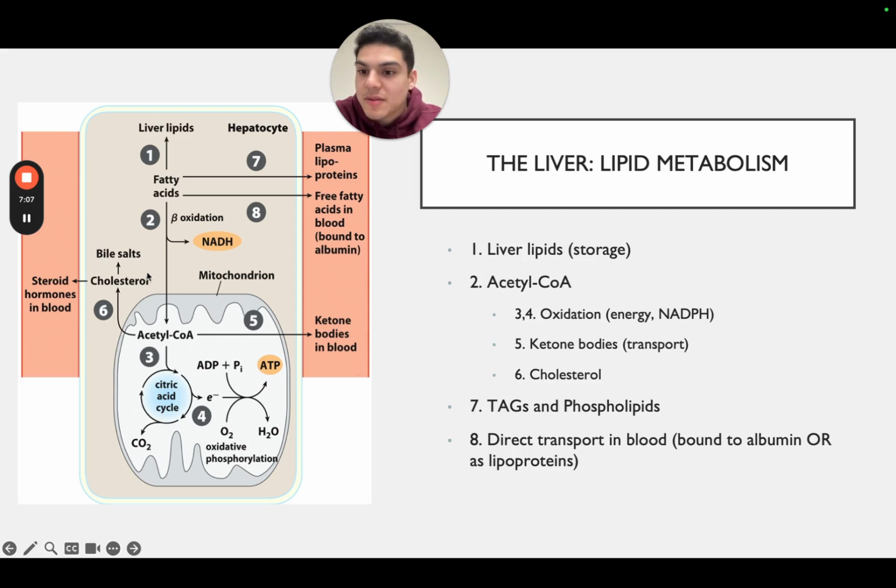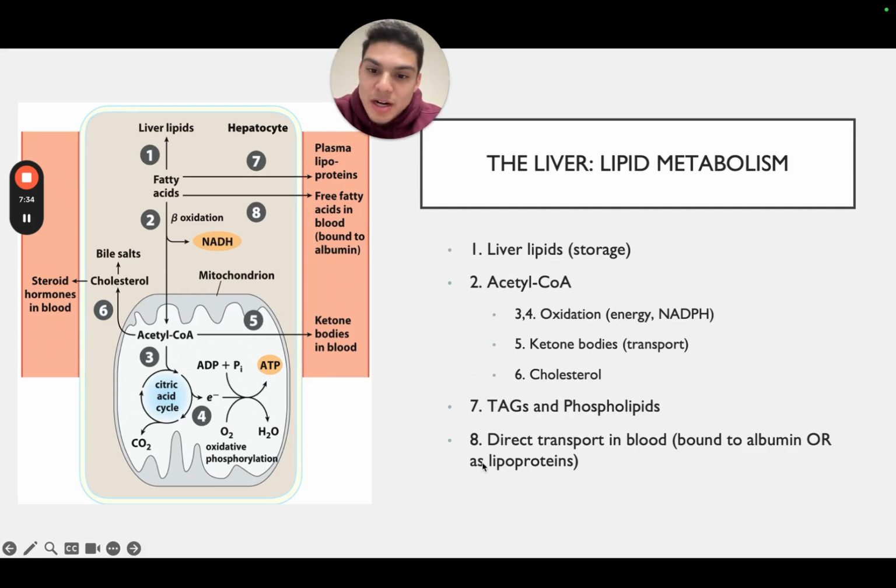And then from there, we have number 6, cholesterol, which is from acetyl-CoA to cholesterol. Then it forms our bile salts, which can be used in the digestive tract, or it can be used as steroids and hormones in the blood. And then the last, number 7 and number 8, the fatty acids could be converted to triacylglycerols or phospholipids, which get attached to plasma lipoproteins because they can't go in the blood by themselves. And this will get transported throughout the body, mainly towards adipose tissue as well.